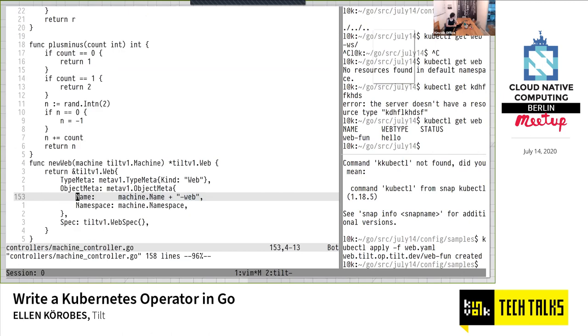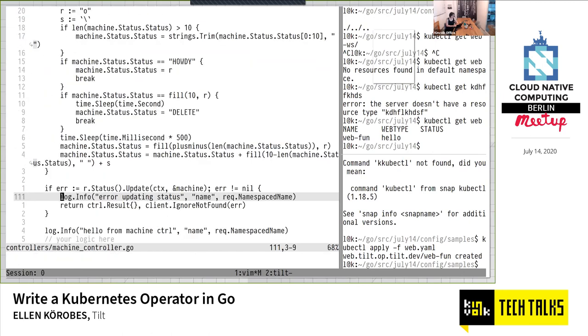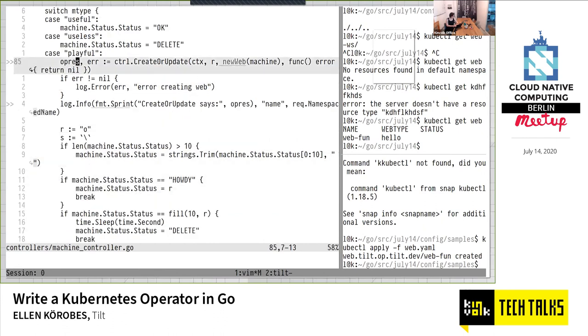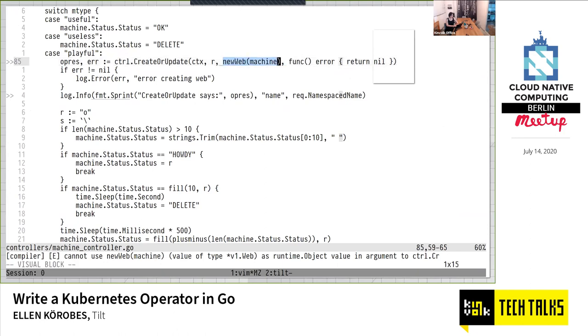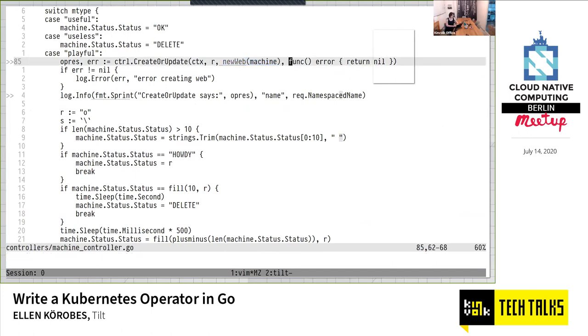And I'm going to use this so I can get basically an empty web object that I'm going to create. And here I'm going to use CreateOrUpdate. The way CreateOrUpdate works is, let me make this big. I'm going to create an object. It's going to be based on the properties that are on this object, which I'm creating in the function that you just saw. And if the object is already there, I'm going to update the object.